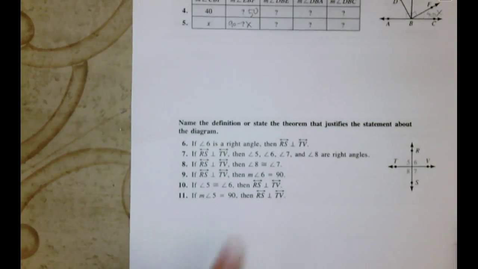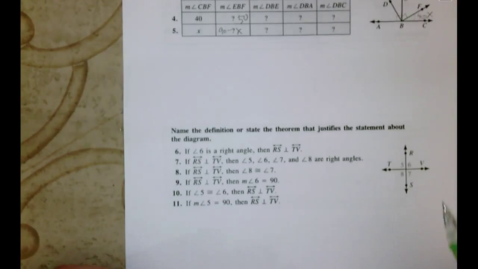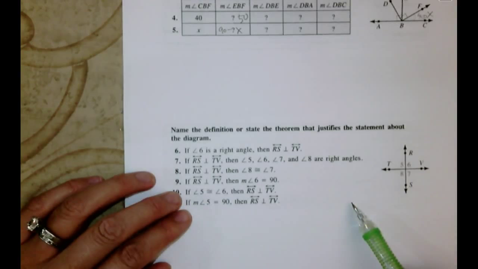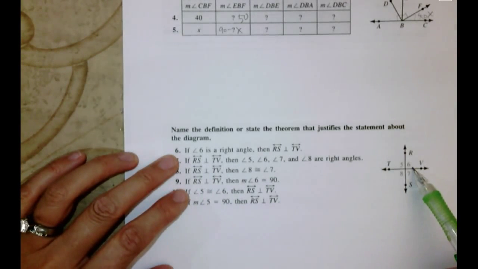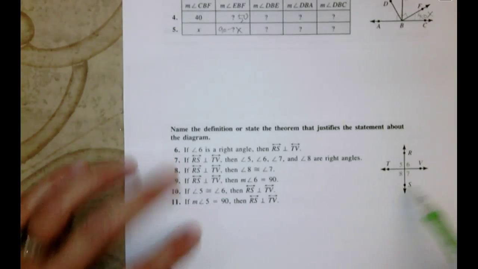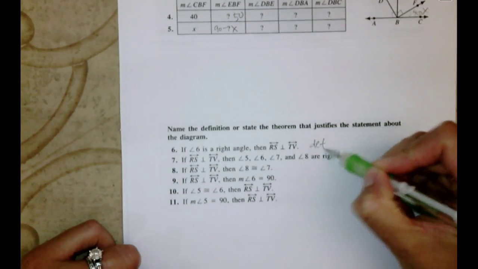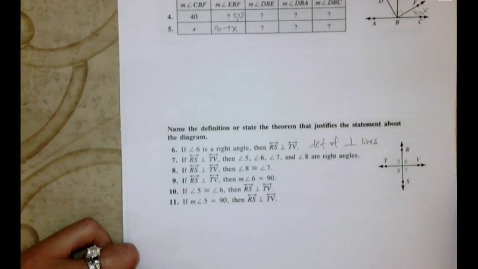Now let's do these. Hopefully this should clarify how to use these in proofs and know what the reasons are. If angle 6 is a right angle, then these are perpendicular lines. You remember, if any of these angles is 90 degrees, then the lines are perpendicular. So that's the definition of perpendicular lines.